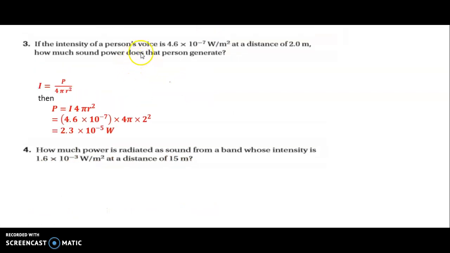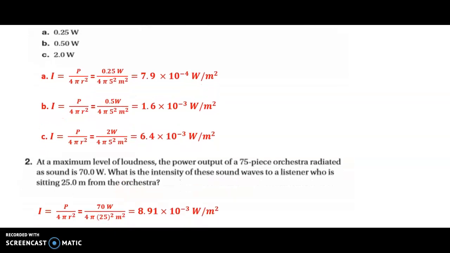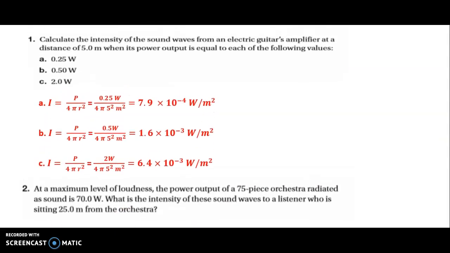Now, we are given the intensity of a person's voice, 4.6 times 10 power minus 7. See how much smaller the intensity of a person's voice is than the intensity of the orchestra, because the order here is 10 power minus 7. However, the order for the orchestra was 10 power minus 3. So this is a big difference.